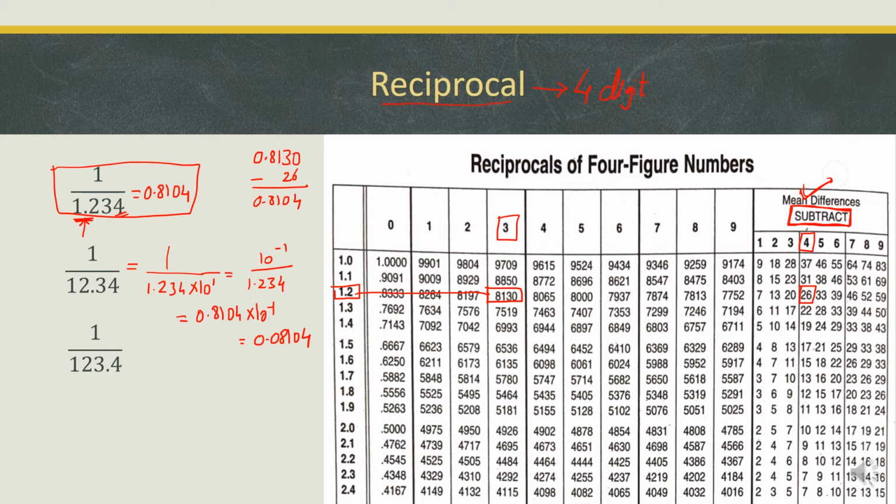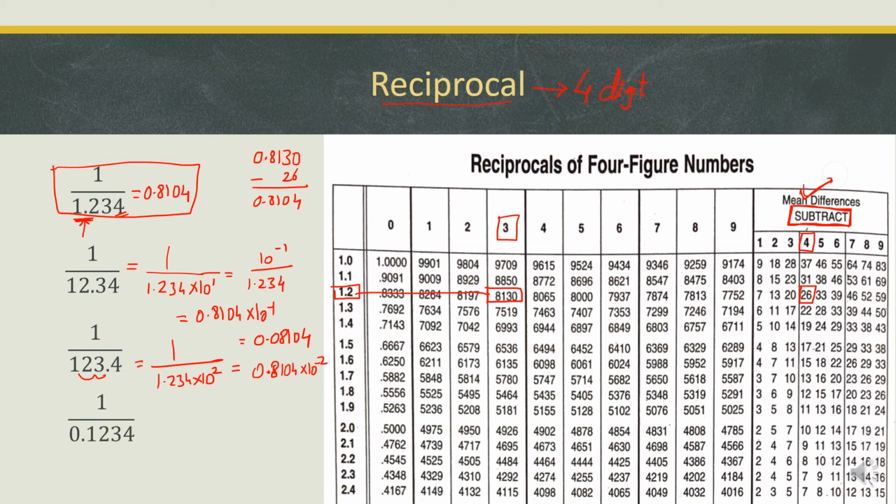Similarly, if you have one more decimal shifted, so instead of writing 1.234 into 10 raised to minus 1, over here we have shifted 2 digits, so it will be 10 raised to 2. So every time you shift towards the left, the power is positive. 1 by 1.234 is 0.8104 into 10 raised to minus 2. 10 raised to 2 goes above and becomes 10 raised to minus 2.